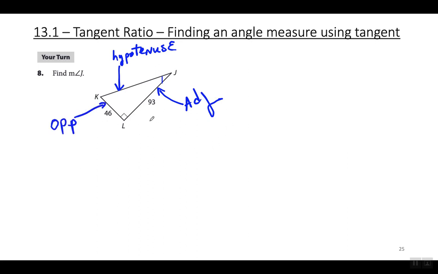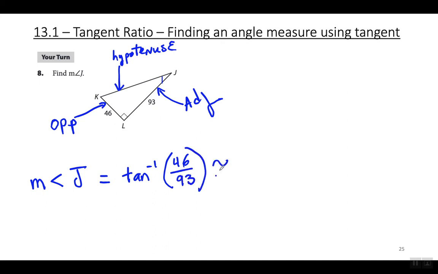All right. Okay, so the measure of angle J equals the inverse tangent of the opposite side divided by the adjacent side. 46 divided by 93. So in your calculator, you're going to do 46 divided by 93 equals, and then hit the inverse tangent button. And your answer, let's round it to the nearest whole number. Your answer is approximately 26 degrees.